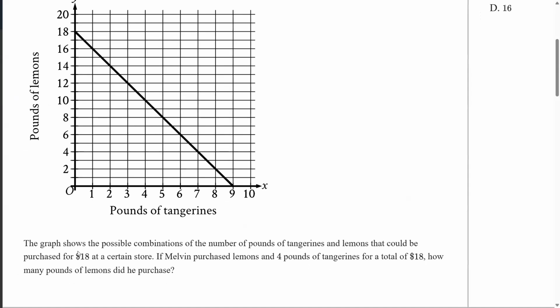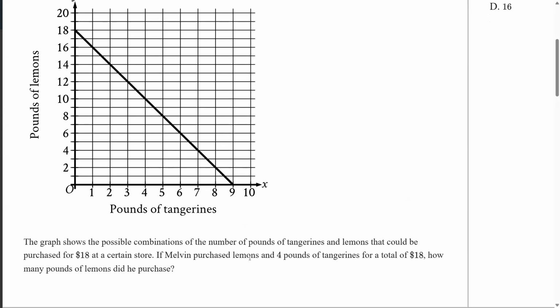Let me read the question again. The graph shows the possible combinations of the number of pounds of tangerines and lemons that could be purchased for $18. If Melvin purchased lemons and 4 pounds of tangerines for a total of $18. How many pounds of lemons?